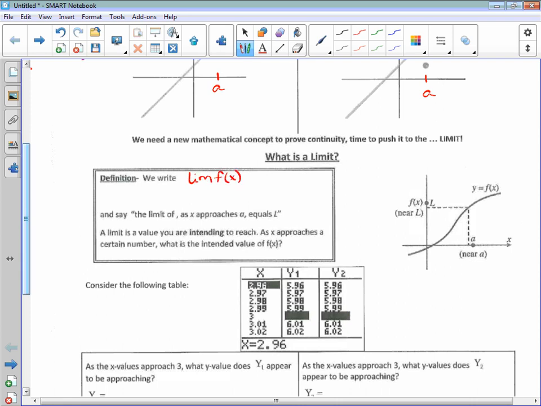I'm going to write it all and then I'll tell you how to say it. I need an f of x in here. So this is the limit of f of x as x approaches a equals L. Limit f of x equals L, that's all on one line. X approaches a is like a subscript of the limit part. Okay, it's right below it.